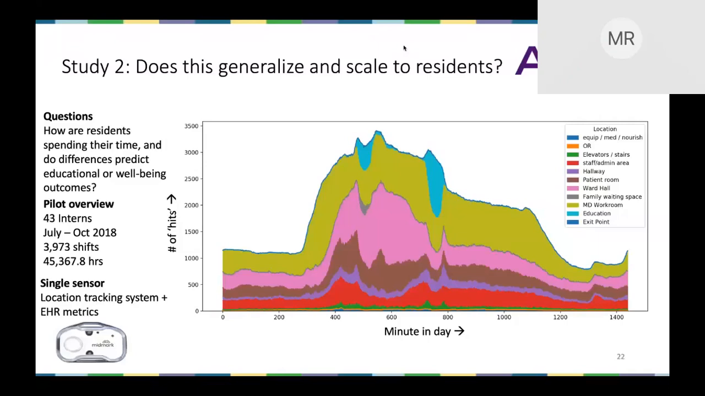So this is about 45,000 hours generated from 43 interns. This was a pilot study to just look at the efficacy of this. It took a lot of work to clean the data and process the data, but we're getting something very usable from this. And just for some context, this across the bottom is just the minute in a 24-hour day, and up the y-axis is the number of hits. So the number of times that an individual is identified as being in a specific physical location. This is collapsed across all of the 45,000 hours.